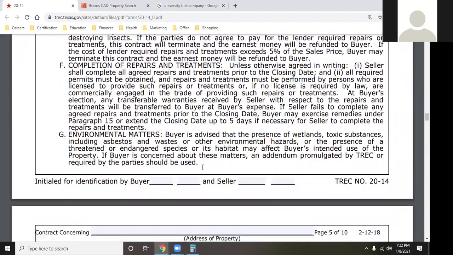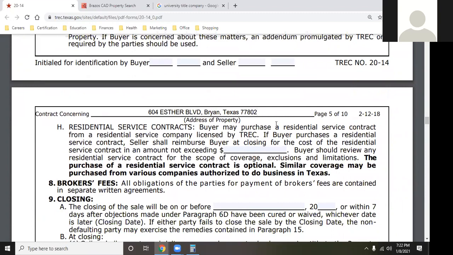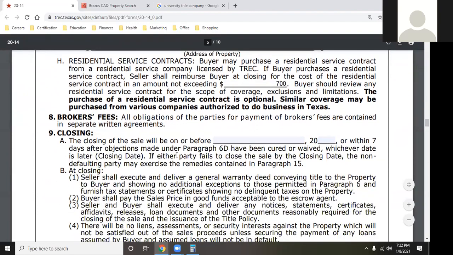Okay. Scroll on on down. Now this is that home warranty. Now, of course, Mr. Grossman wants the best of the best home warranty. So he's going to put $700. Okay. That's what he's going to put. You don't have to capitalize that. He's going to put his closing for February 12th, 2021. Okay.